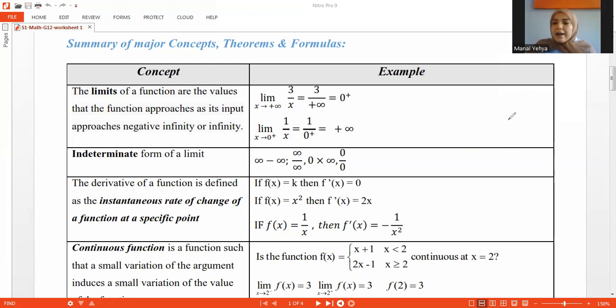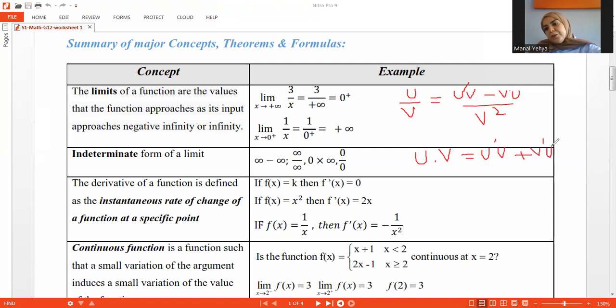Now, what if we have u over v? How do we find its derivative? It's u prime v minus v prime u over v squared. And that's why the derivative of 1 over x is minus 1 over x squared. Now, what's the derivative of u dot v? If we have two factors, two expressions, u dot v, the derivative is u prime v plus v prime u.